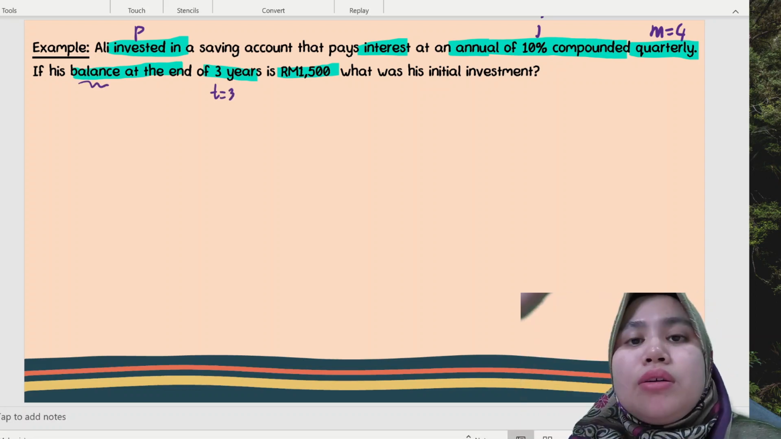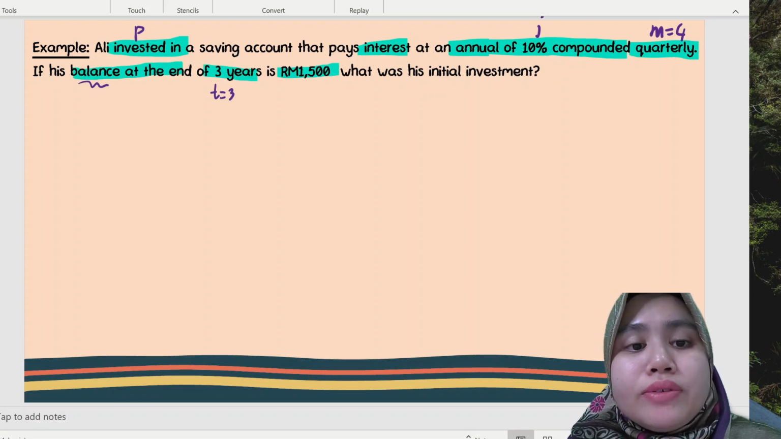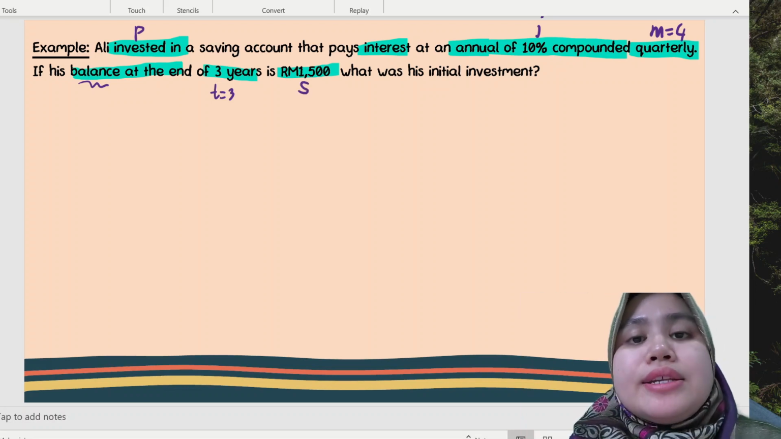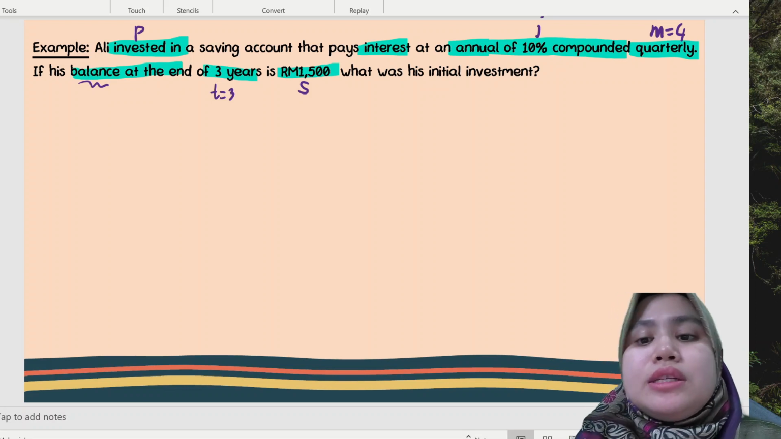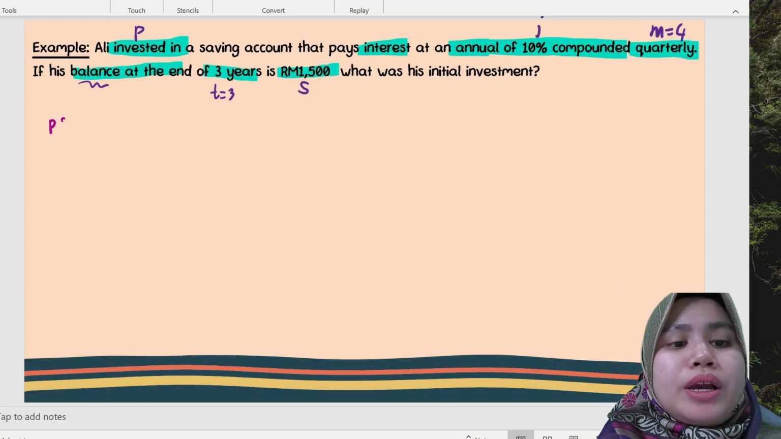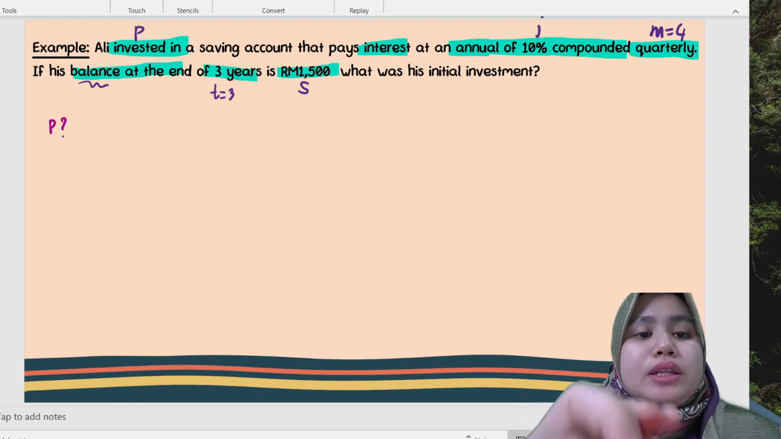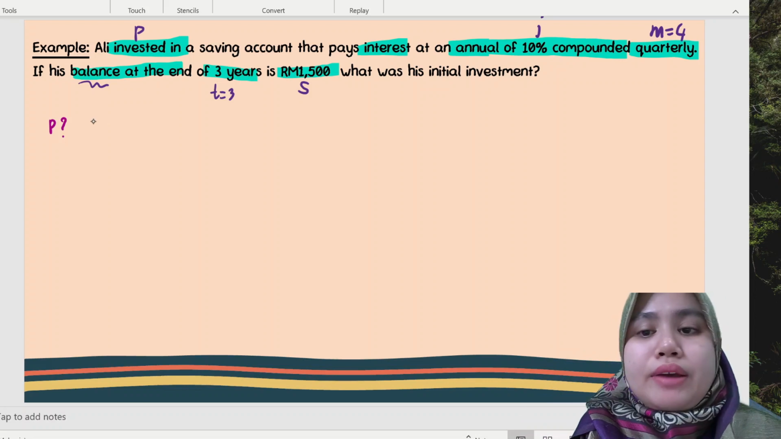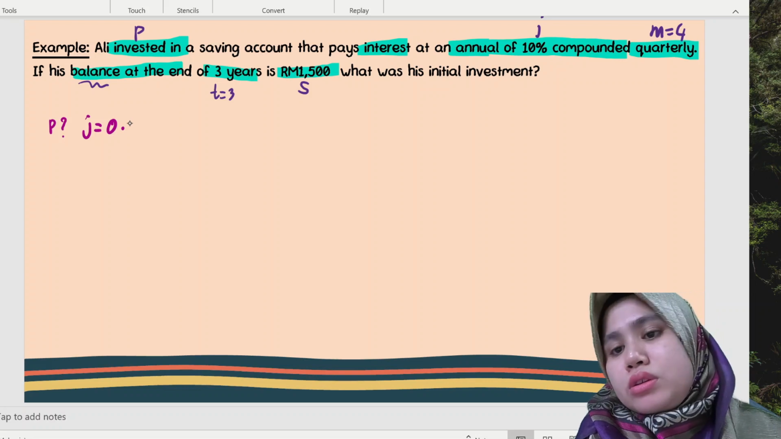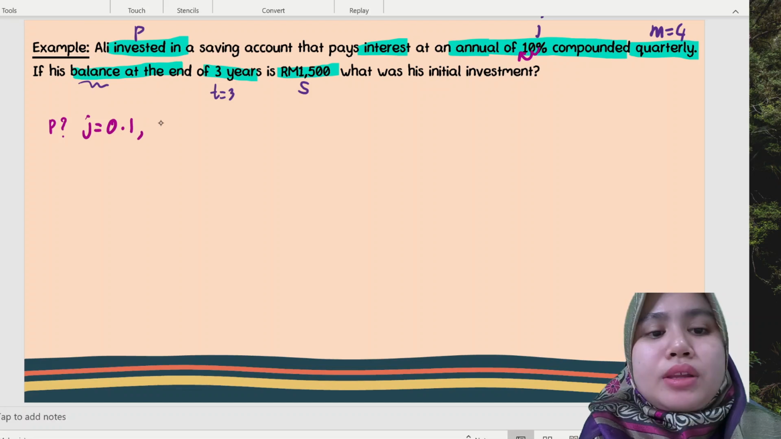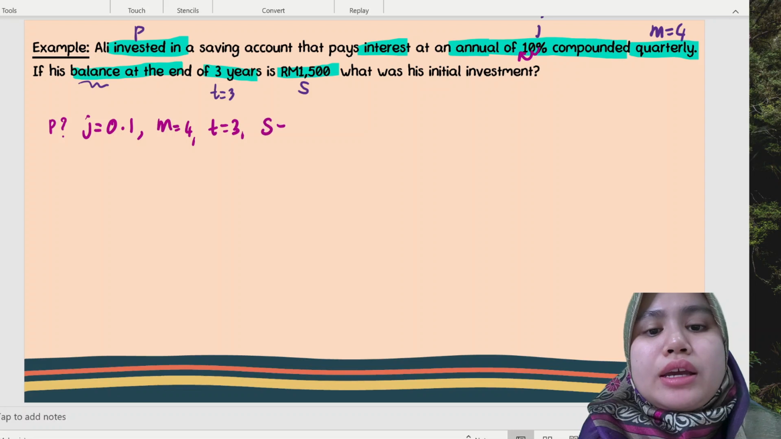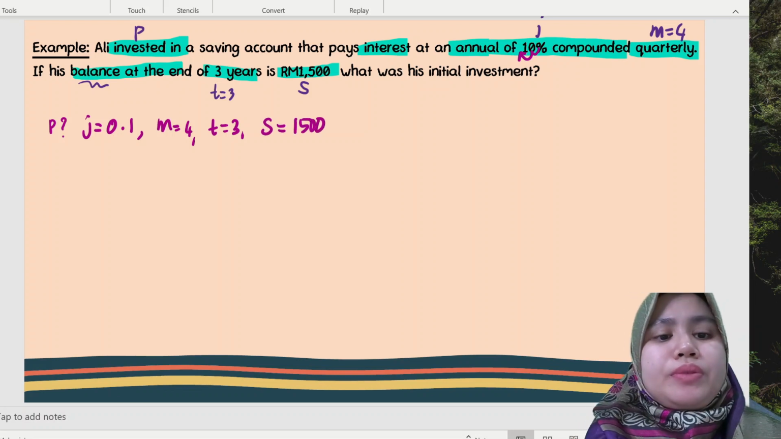Balance means the value of money that you have at the end of 3 years. So this is your S. You have 1,500. Ali has. What was his initial investment? That means we want to find P. You want to find the value that Ali invests. So what do we have? Take out all the information. We have J equal to 10%, divide by 100, 0.1. M equal to 4. T equal to 3. S equal to 1,500.